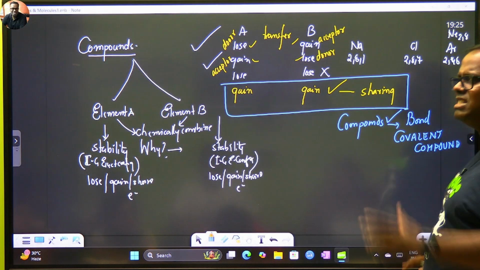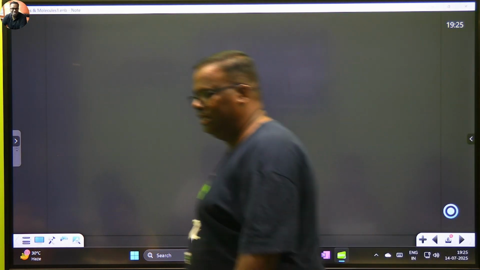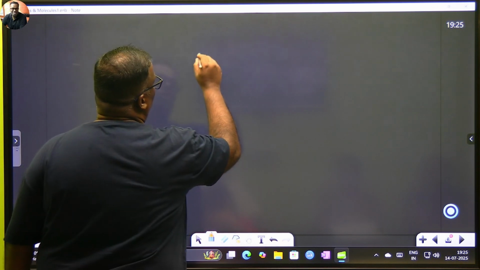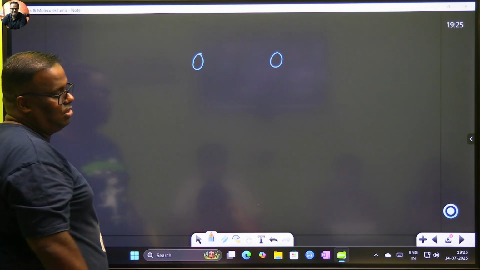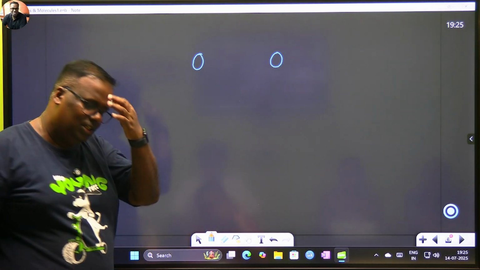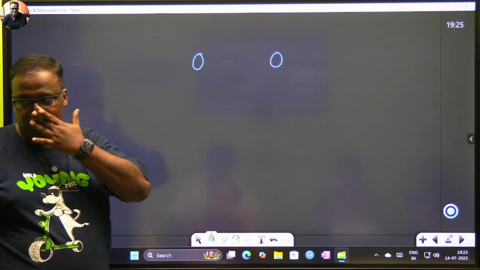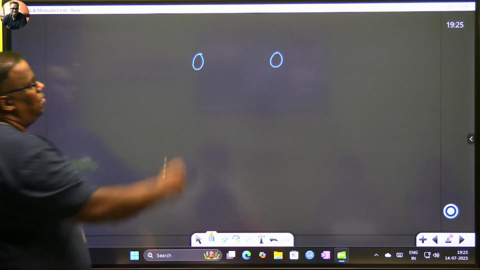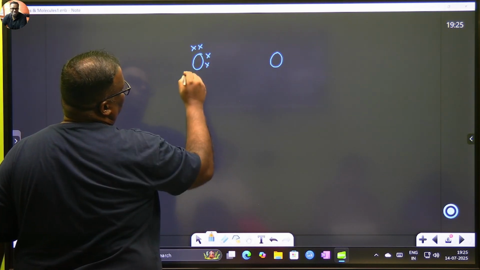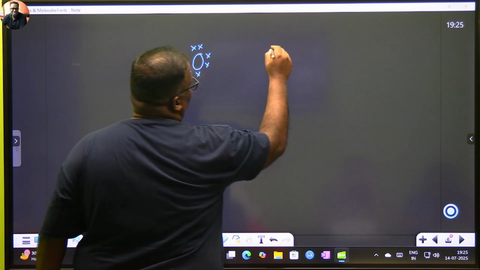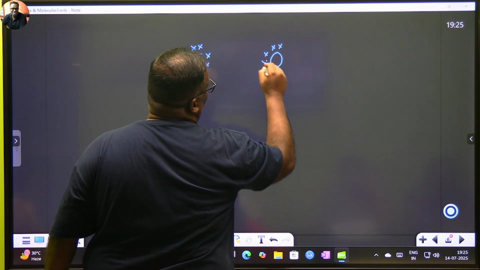Let's see an example, otherwise the mind won't be satisfied. Let's say carbon dioxide. So you've got two oxygen atoms. How many electrons in oxygen's last orbit? Oxygen's atomic number is 8, so 2, 6. So there will be 6 electrons: 1, 2, 3, 4, 5, 6.